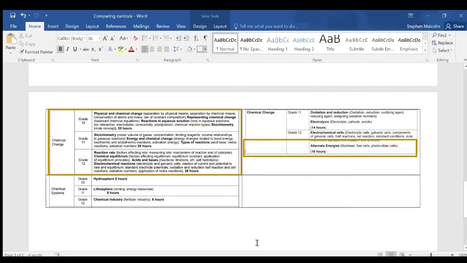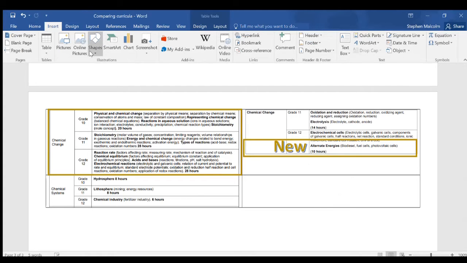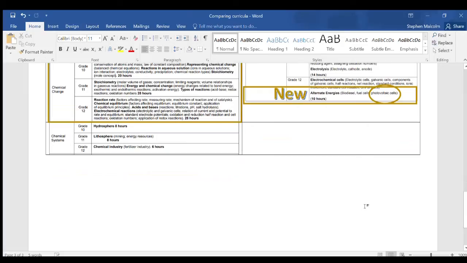Now, what is new in the technical sciences curriculum is that focus on alternate energies, which include biofuels and the fuel cell and the photovoltaic cell. So that section is new, although, as I said, the photovoltaic cell is covered in the physical science curriculum too.